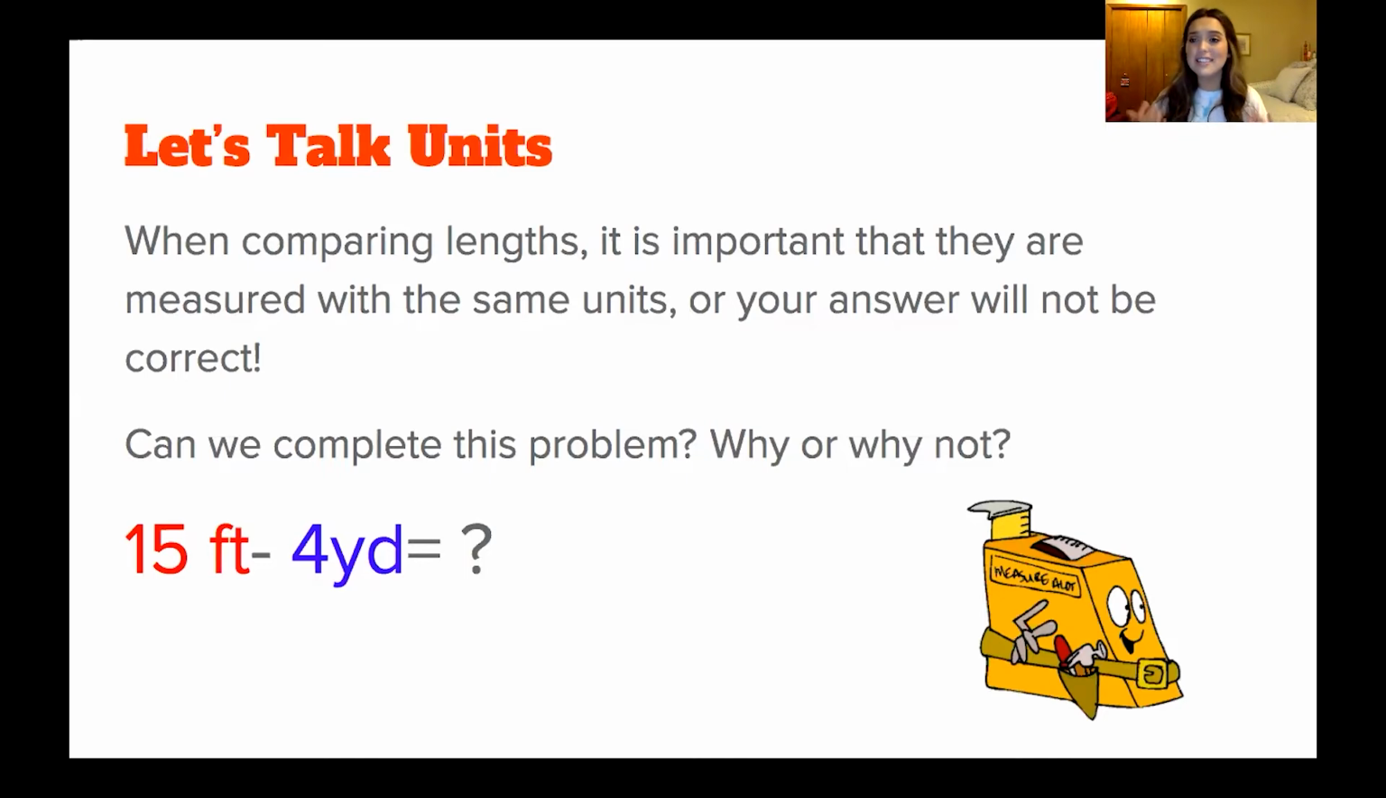And the question is, can we complete this problem? Why or why not? So what do you guys think? You guys can give me a thumbs up or a thumbs down. Do you guys think that we could complete this problem just the way it is?